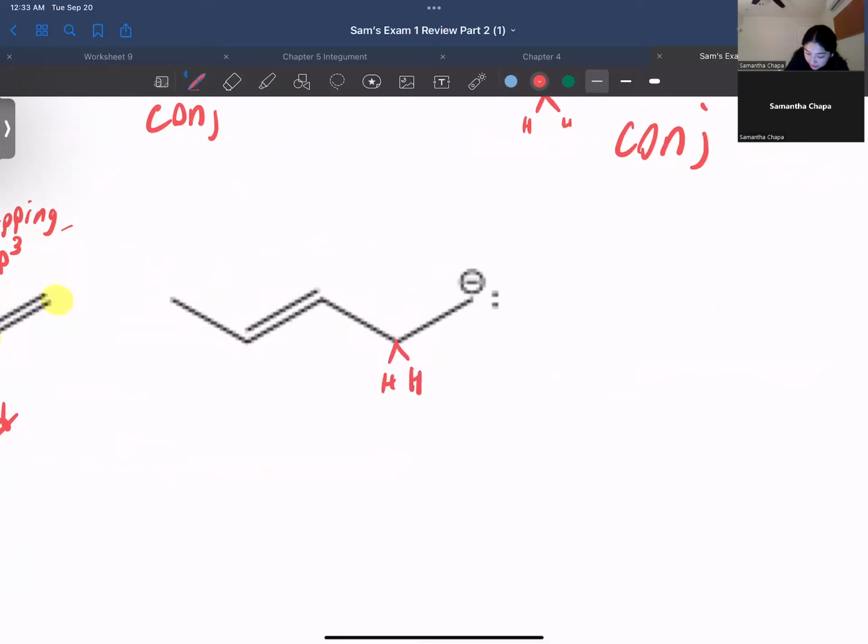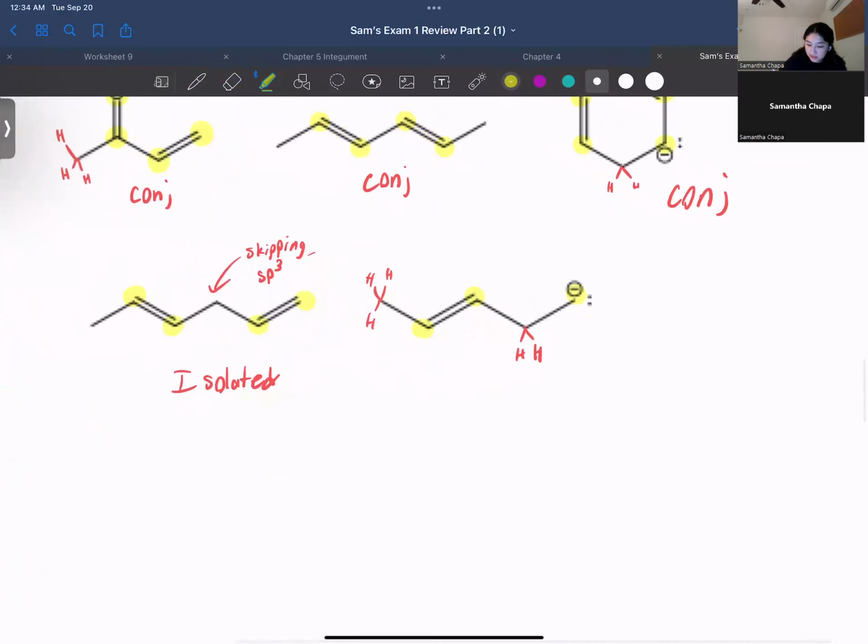Again, labeling your hydrogens will help you. You highlight these 2, these 2, and this one. Cool. So this one is isolated as well.